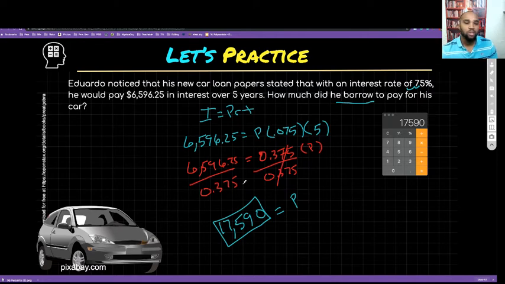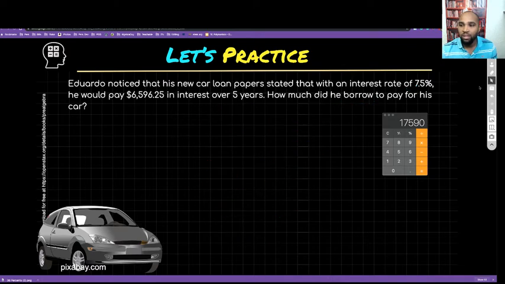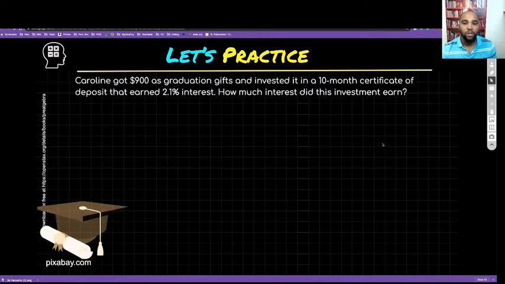So interest is a beast. If it's on your side, fantastic. But if you're fighting against it, it's a tough animal to overcome. So you want to be on the best side of it. Let's work this last problem.